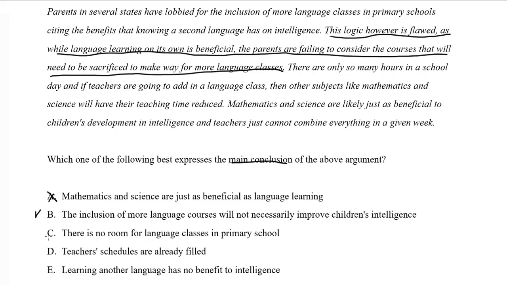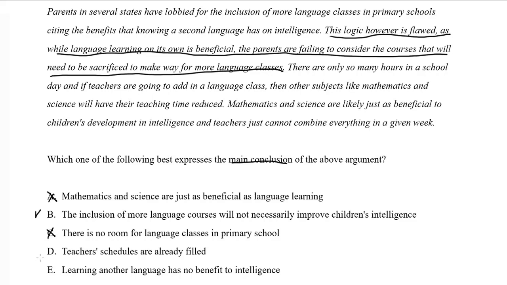Okay, so let's check C. There is no room for language classes in primary school. No, the author isn't arguing that there's no place for language in schools. That's not really the point of the passage, so it's definitely not C. What about D? Teachers' schedules are already filled.